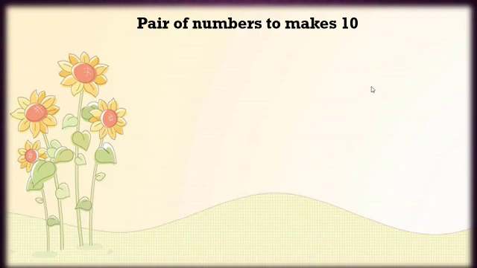From this lesson, you have learned that there are some pairs of numbers that make 10. First of all, we have studied 1 plus 9 that makes 10. 1 और 9 को ऐड करें तो 10 बनता है.